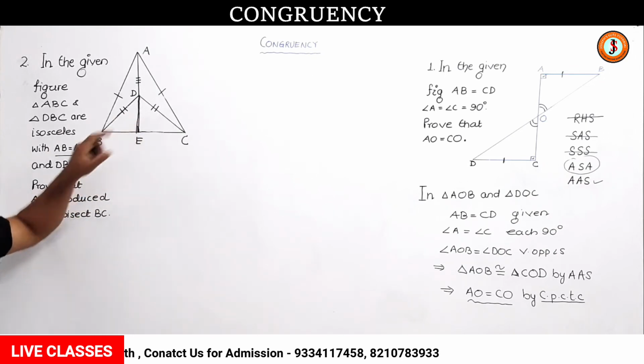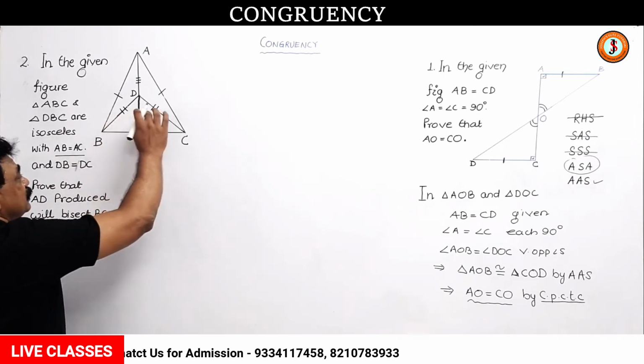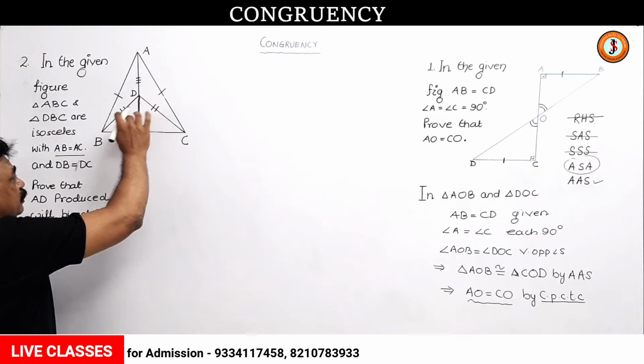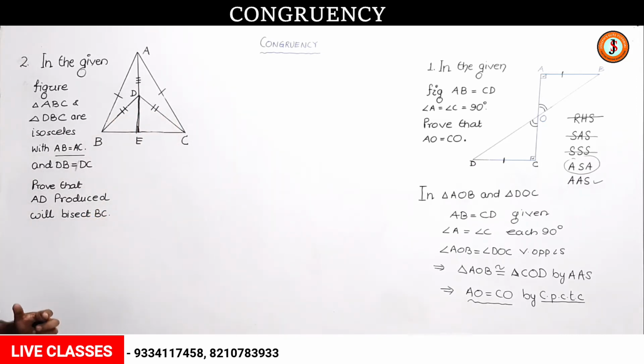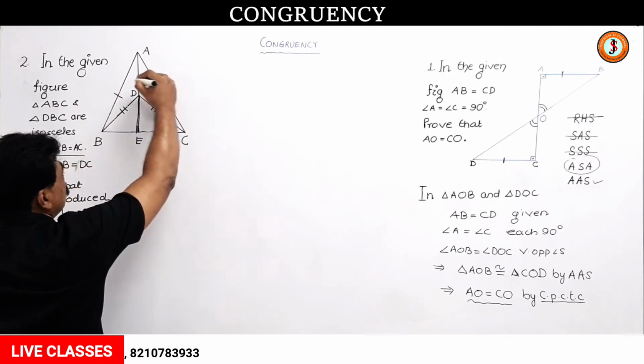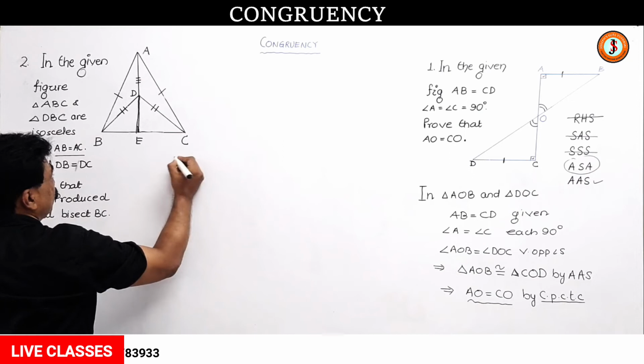To prove these two triangles congruent, I have got this and this side equal, this is a common side, and might be these base angles were equal, but we cannot apply any congruency theorem at present. So I will go to the top and first prove these two triangles congruent and see what happens.